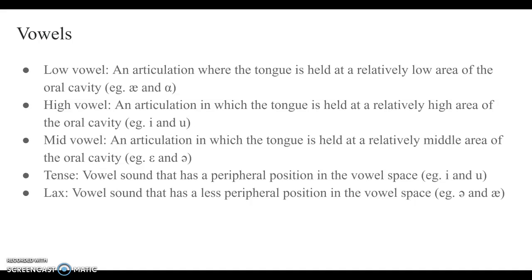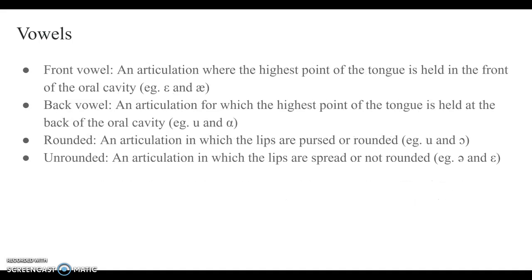And next we're going to talk about vowels. A low vowel is an articulation where the tongue is held at a relatively low area of the oral cavity. High vowel is when it's held at a relatively high area of the oral cavity, and mid is a relatively middle area. And then tense vowels are vowel sounds that have a peripheral position in the vowel space, and lax are vowel sounds that have a less peripheral position in the vowel space.